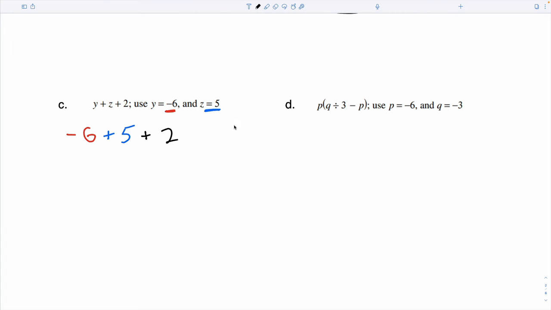Next up, Ali, what do I do? Why did I start with that and not do 5 plus 2? Yeah, work left to right. Start with the 1 over here. What's -6 plus 5, Ali?